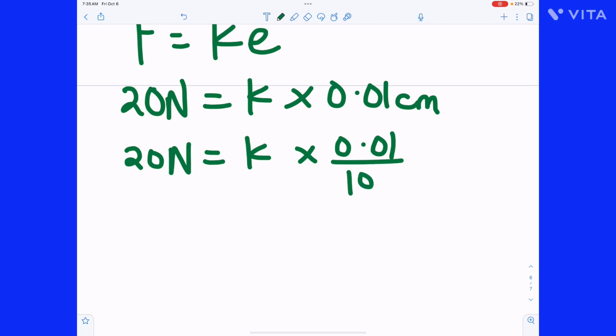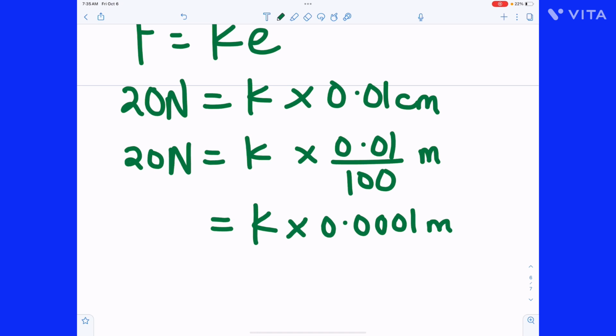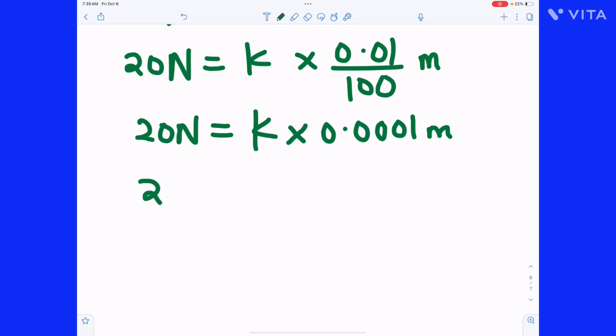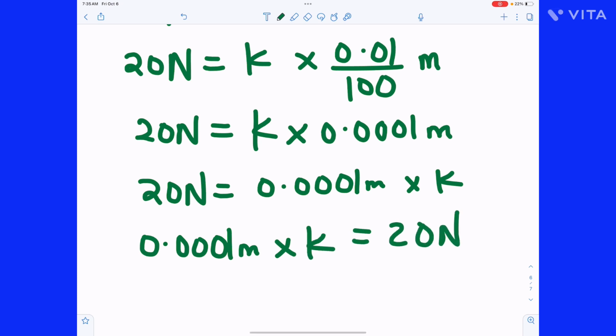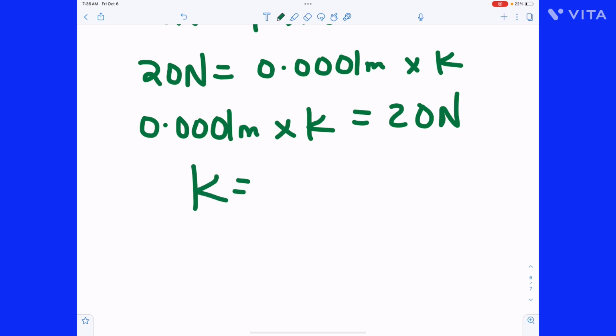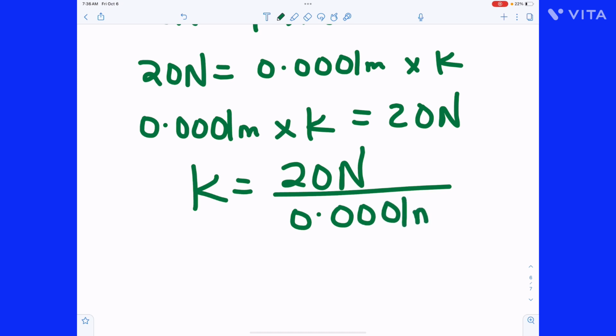Centimeter to meter, you divide by 100 and that changes it to meter. So K times 0.0001 meter is equal to 20 newton. So going forward, 20 newtons is 0.0001 meter times K. Let's put that on the left. 0.0001 meter times K is equal to 20 newtons. I just rearranged. So my K now will be 20 newtons divided by 0.0001 meter.